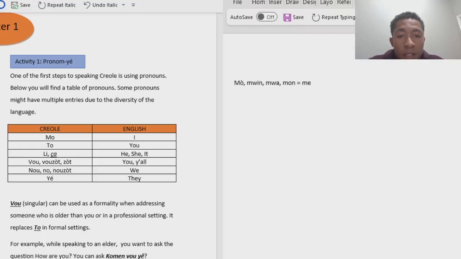Now notice right here that you have an accent grave. That is actually how we mark the difference between mo, I, mo, me, and mo, the possessive.